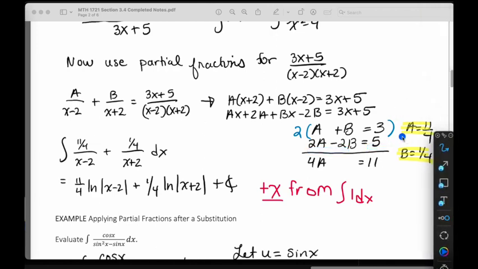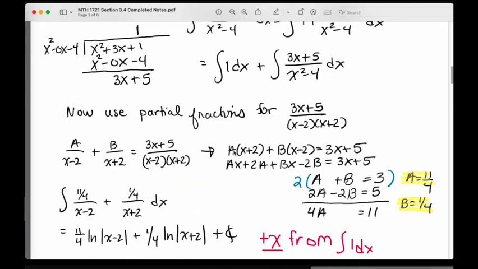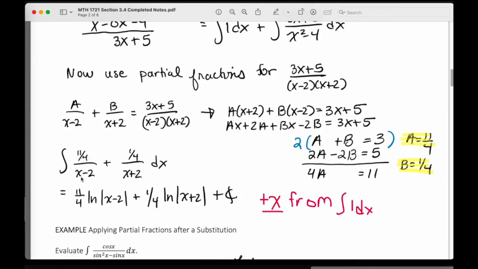Now, when I solve that, I get that a is 11/4 and b is 1/4. So I can go back in and substitute for my a and b now. So this second integral we rewrote as (11/4)/(x - 2) + (1/4)/(x + 2). And so when I integrate that, I get 11/4 natural log of |x - 2| plus 1/4 the natural log of |x + 2| plus my constant.